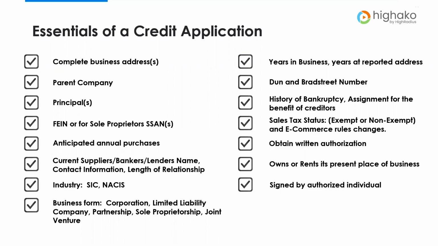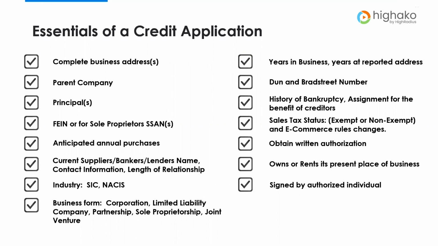Sole proprietors, you want to get their Social Security numbers. You want to know how much they are going to buy from your company over the next year, because that helps you set the credit line. If they want to buy $10,000 from your company a month, then you really don't want to give them a $100,000 credit line.